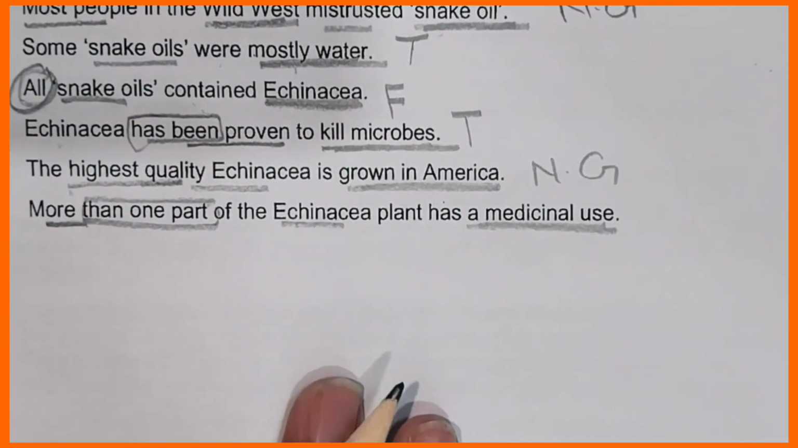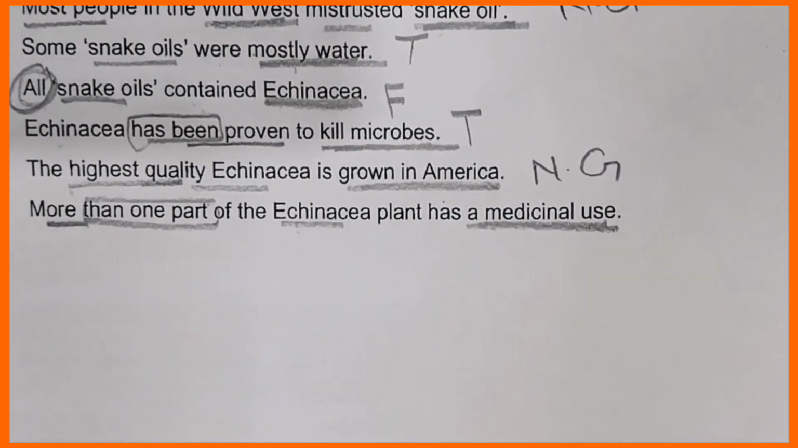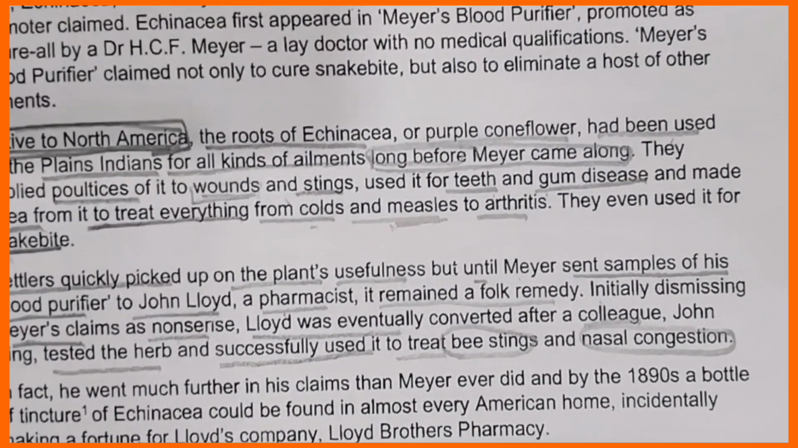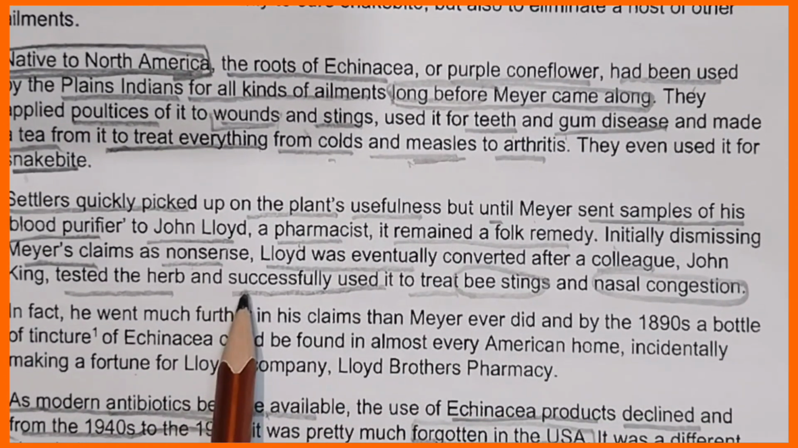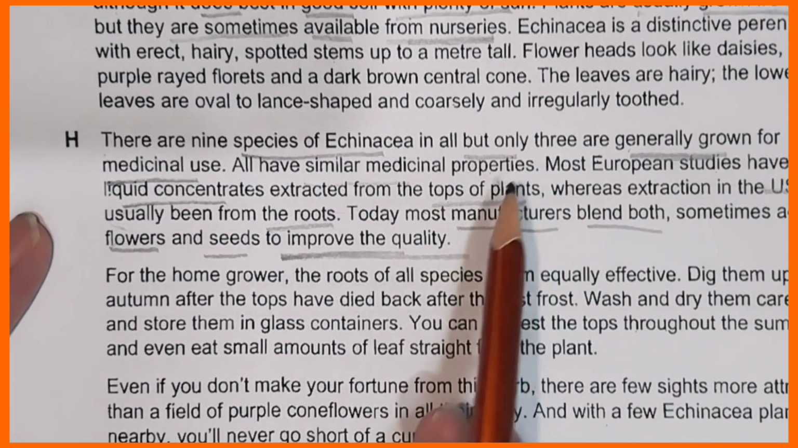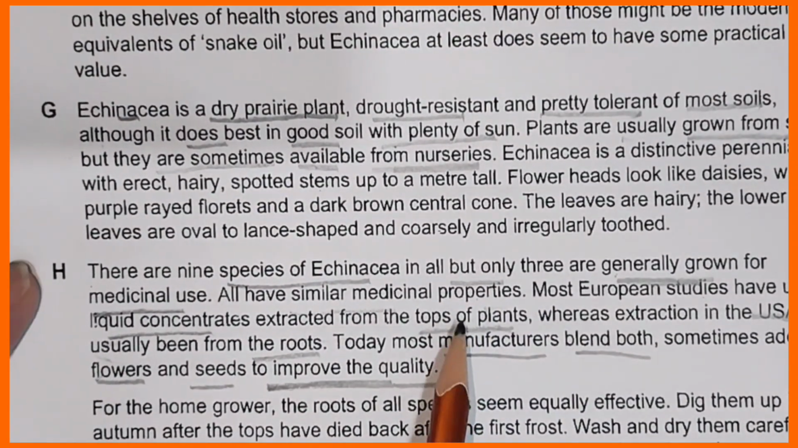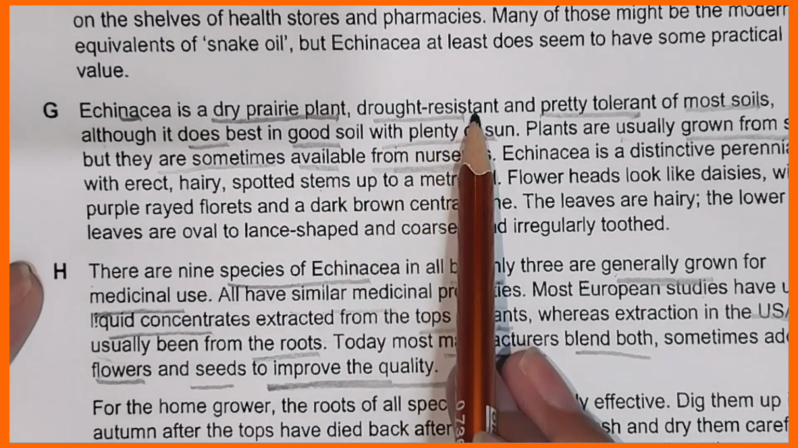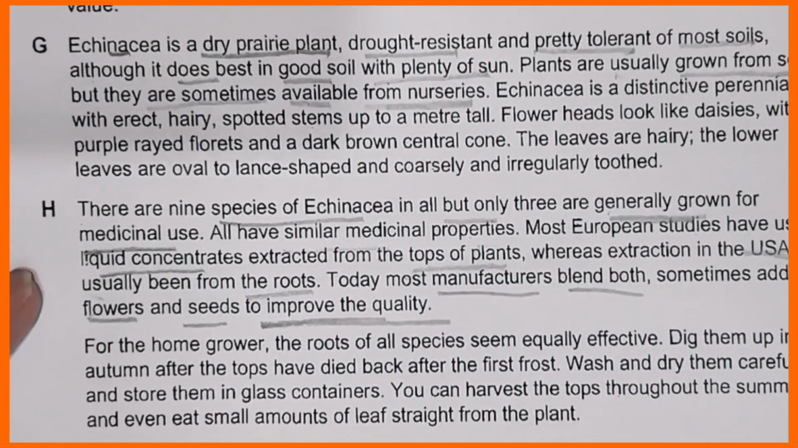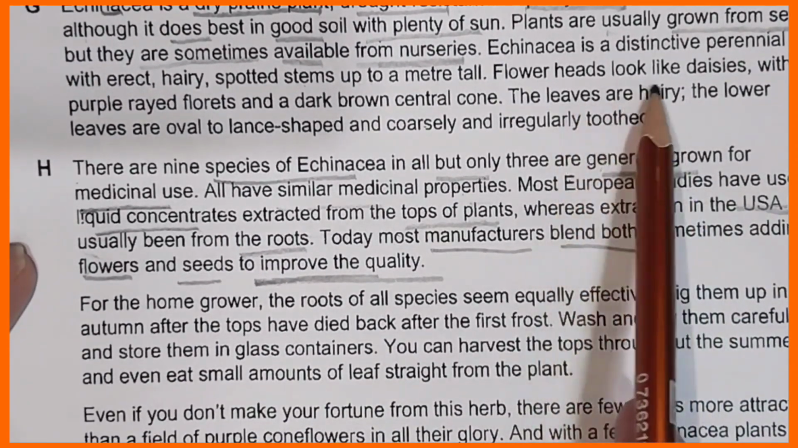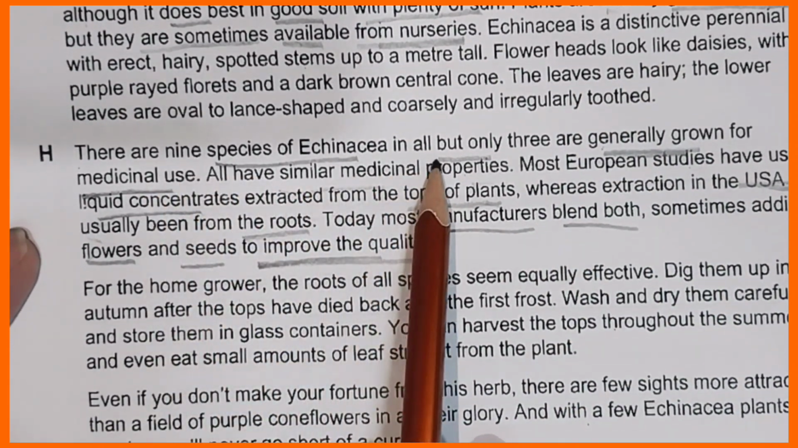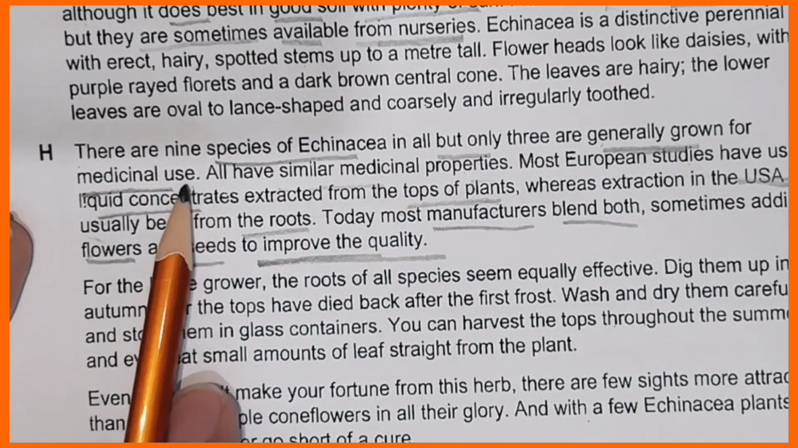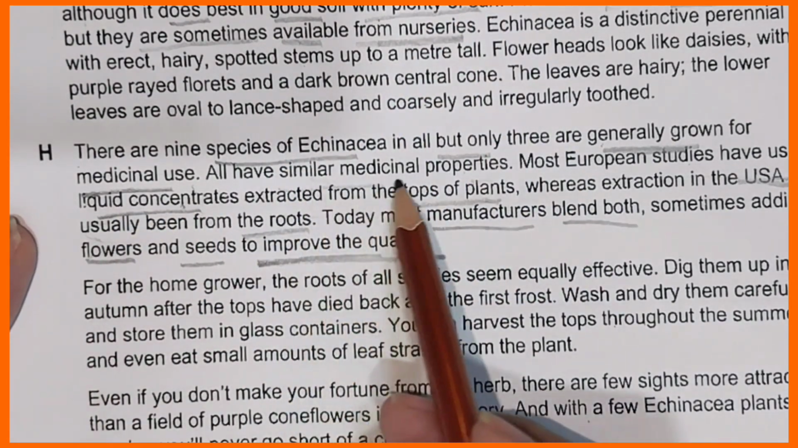More than one part of the echinacea plant has a medicinal use. So let's start here. As you can see in this paragraph, echinacea is a dry, hairy, drought-resistant plant, and they're talking about the growth of echinacea. Then there are 9 species of echinacea in all, but only 3 are generally grown for medicinal use. It means in this paragraph we can find our answer. All have similar medicinal properties.